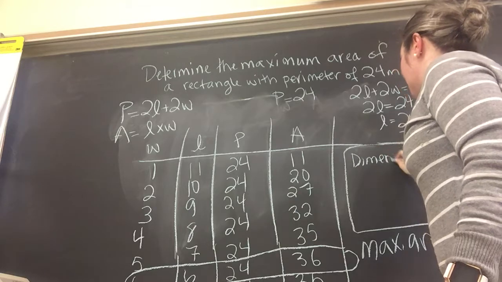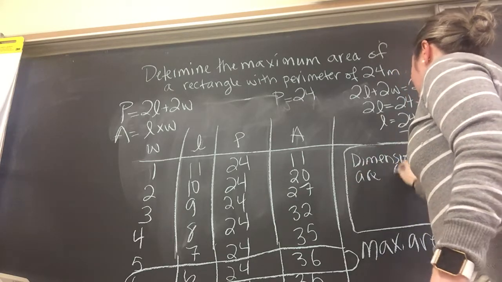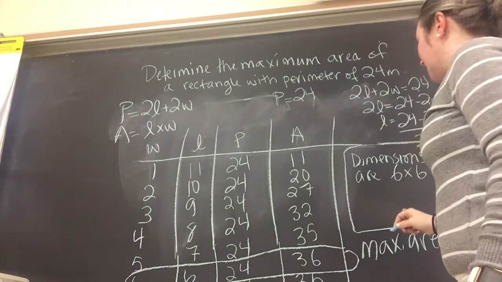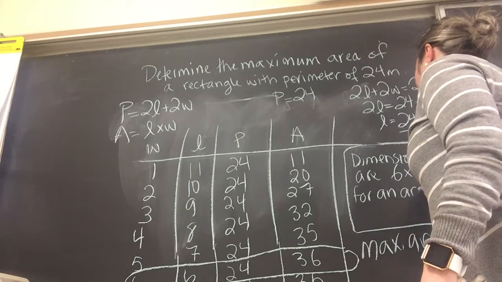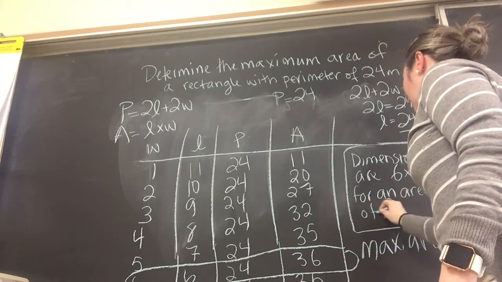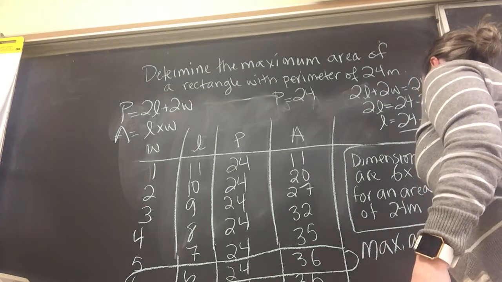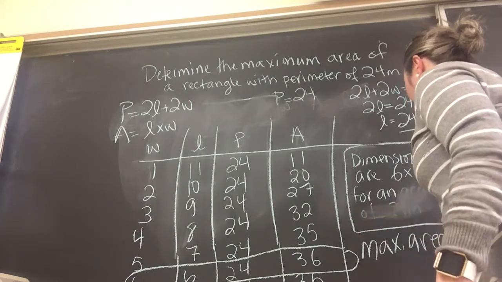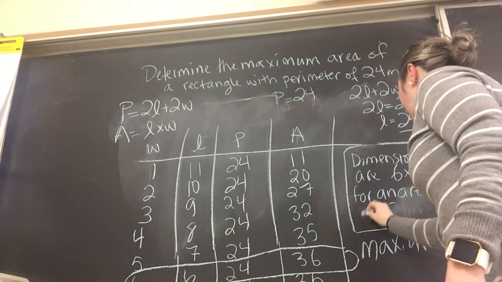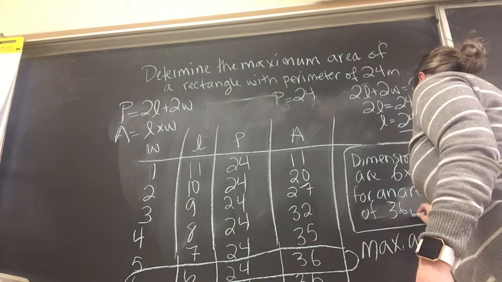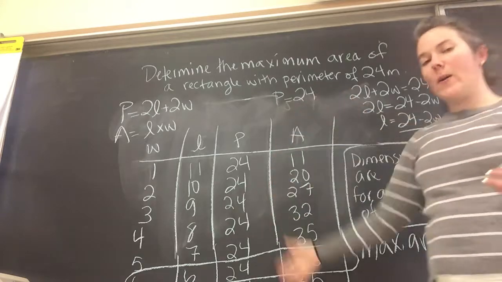the dimensions are 6 by 6 for an area of 36 meters squared, okay?